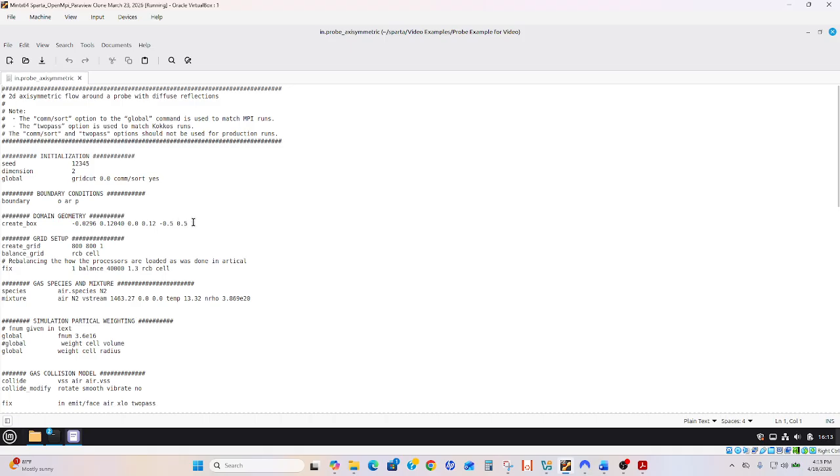So I created the box the way we talked about doing it. And here are my boundaries. The difference here is we're saying that the Y boundary is axisymmetric and then reflective. And so that just means that we're going to rotate around it in an axisymmetric, and then the top end is going to be reflective.